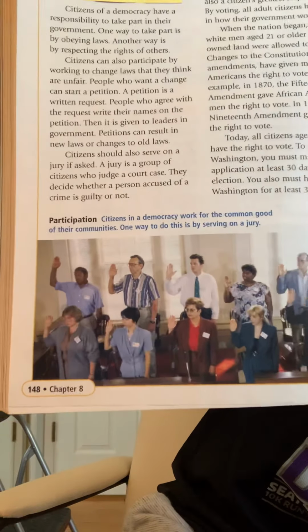I wanted to go over this text feature, this picture with the caption. And it says participation. Citizens in a democracy work for the common good of their communities. One way to do this is by serving on a jury. So that picture is showing various individuals serving on a jury.